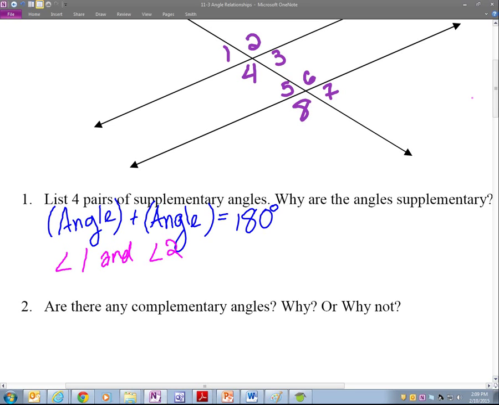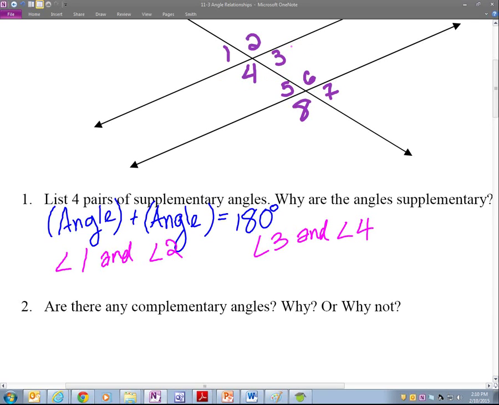1 and 3? No. That is incorrect. It is not 1 and 3. Think of this. We just found 1 and 2. What's another one that's 180 degrees? Yes? 3 and 4. Angle 3 and angle 4. Good. So with this, it's 180 degrees right there.